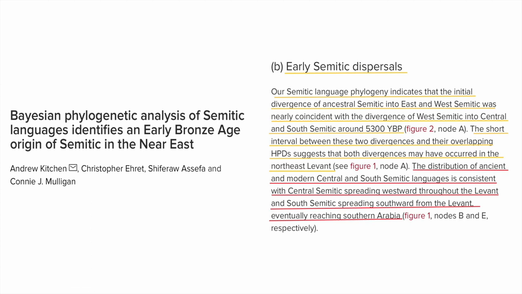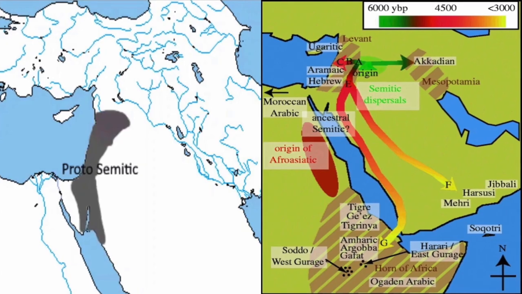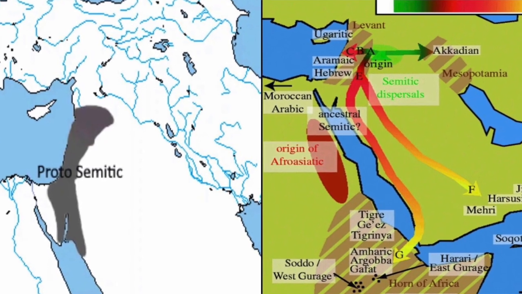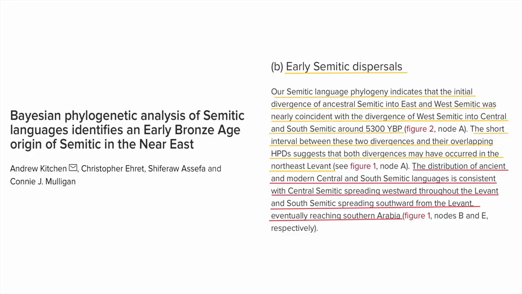Semitic early dispersals. Our Semitic language phylogeny indicates that the initial divergence of ancestral Semitic into East and West Semitic was nearly coincident with the divergence of West Semitic into Central and South Semitic around 5,300 YBP. The short interval between the two divergences and their overlapping HPDs suggests that both divergences may have occurred in the Northeast Levant. The distribution of ancient and modern Central and South Semitic languages is consistent with Central Semitic spreading westward throughout the Levant and South Semitic spreading southward from the Levant, eventually reaching southern Arabia.